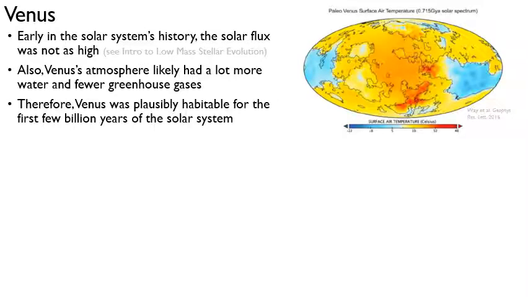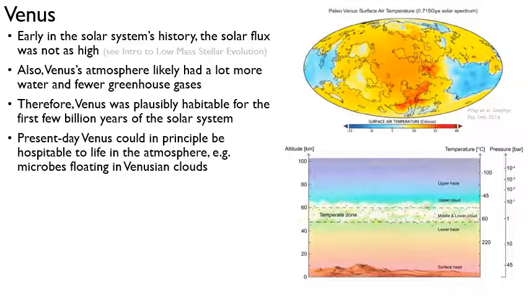And so climate models of Venus suggest that it was habitable for the first couple billion years of the solar system. So for instance, the average surface temperature on Venus was pretty reasonable, right? In the handful or tens of degrees Celsius. So definitely, at least conducive to hosting liquid water and to hosting life.